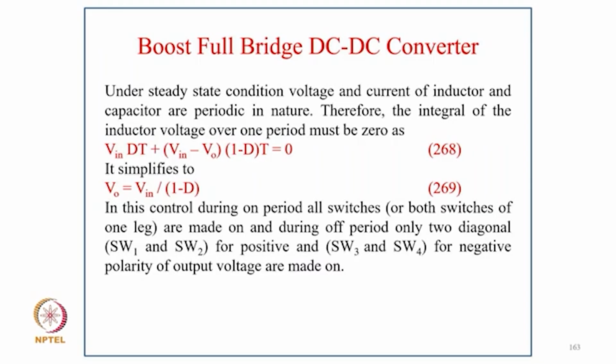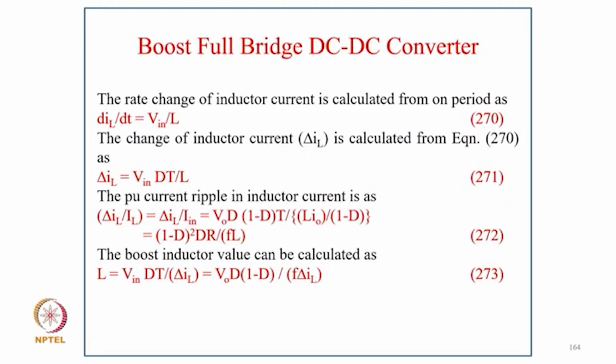This control during on period, all switches are on, one leg mode on. During off period, only two diagonal switches are on, S1, S2 for positive and S3, S4 for negative polarity of output voltage.